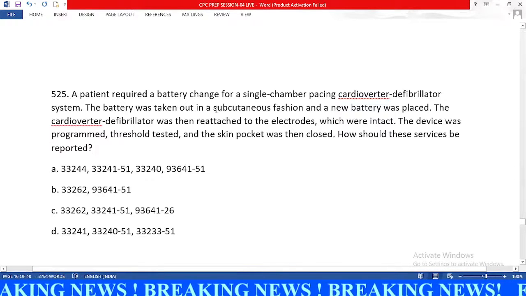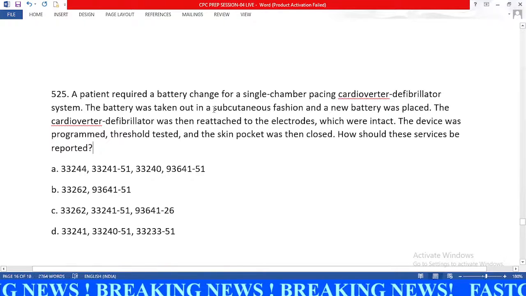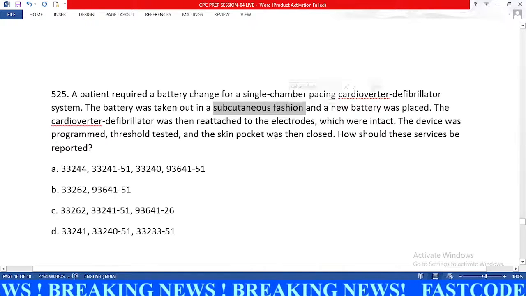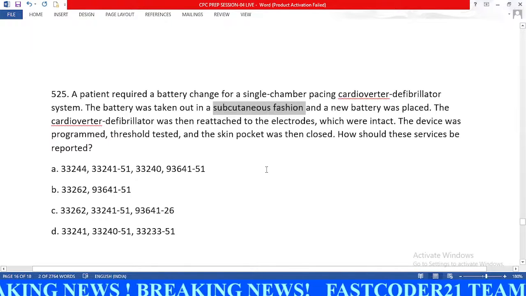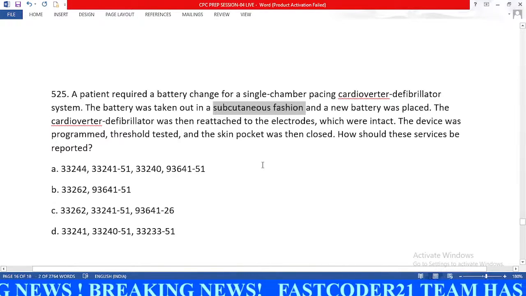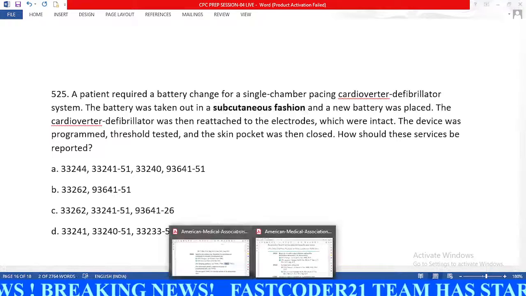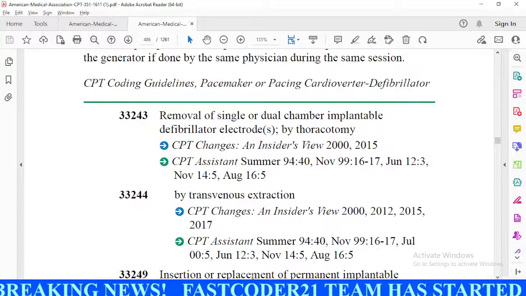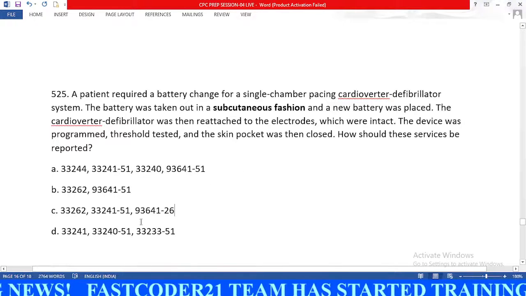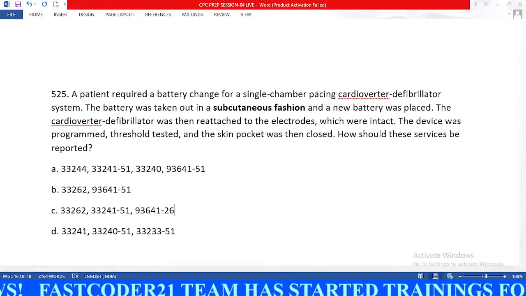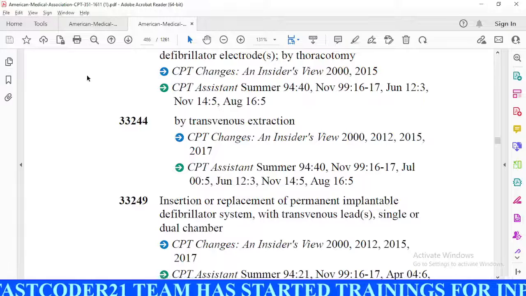But based on our question, the physician has removed the battery using the subcutaneous fashion, not transvenous extraction. So the first option is wrong. So directly we can eliminate this answer. So next one is 33262. We can check 33262.